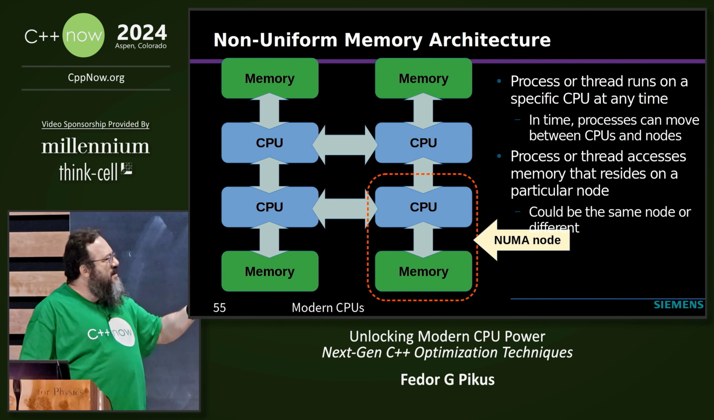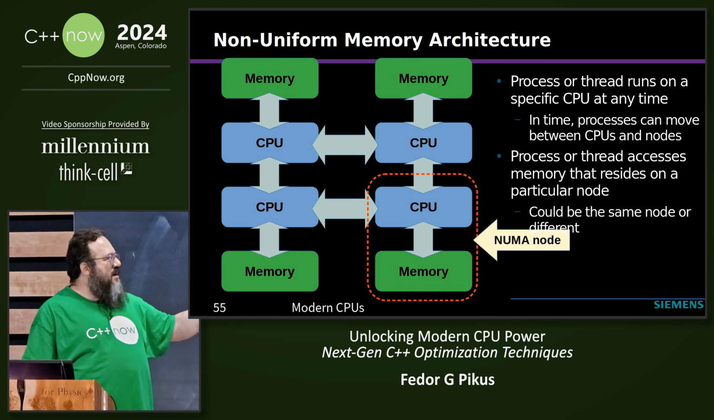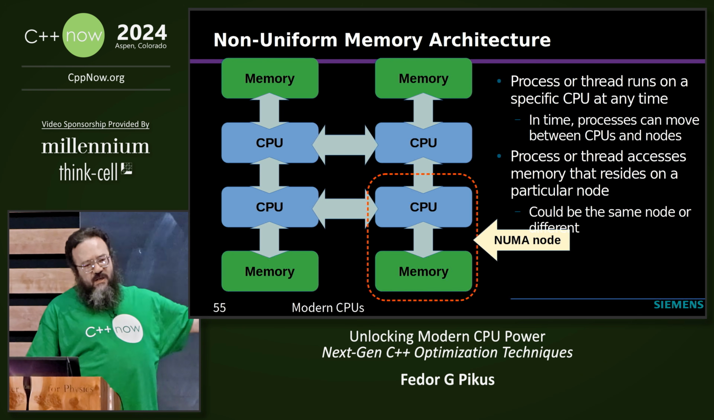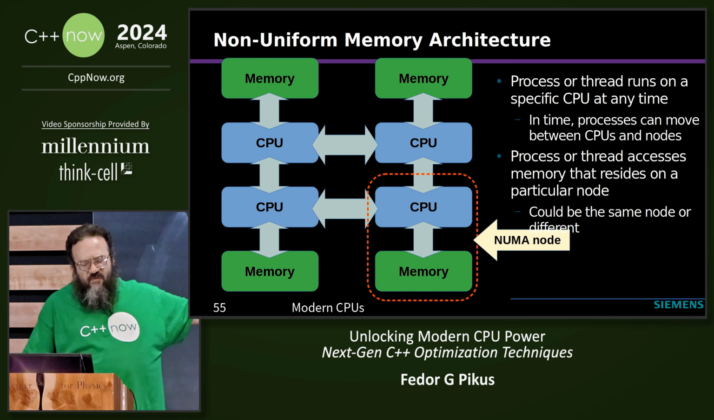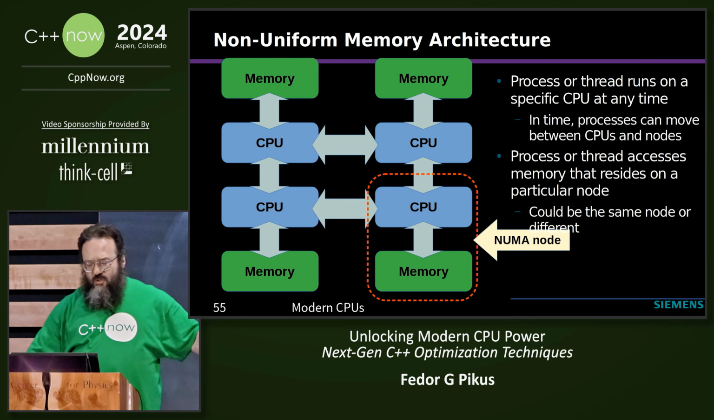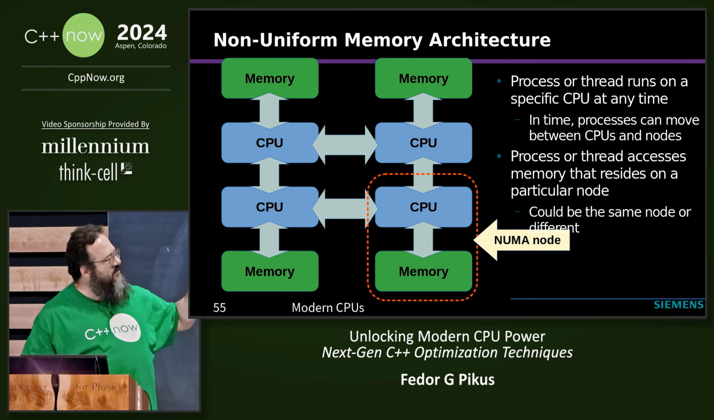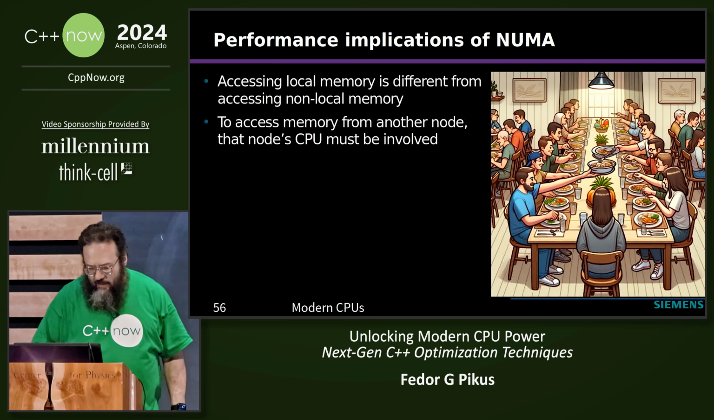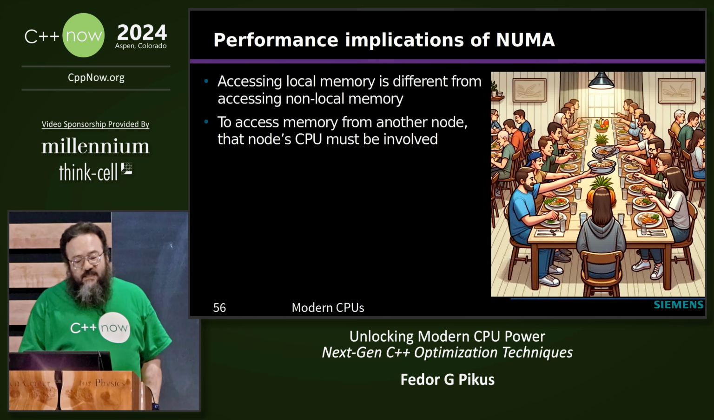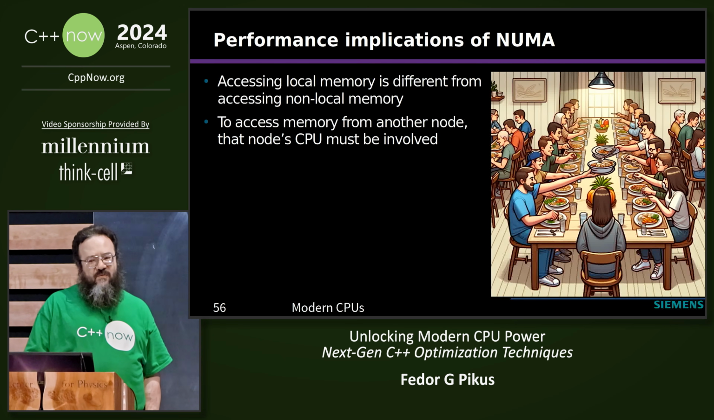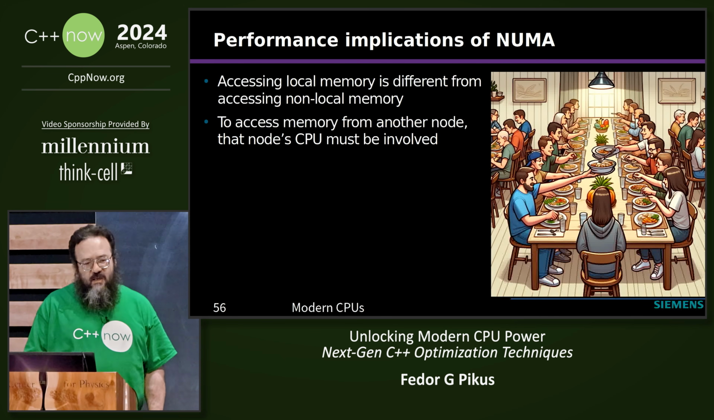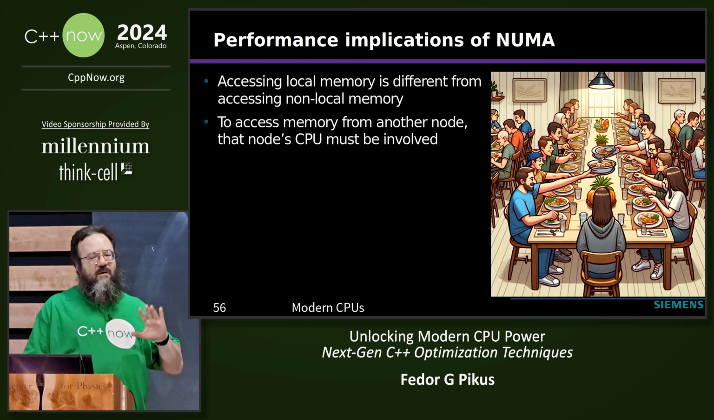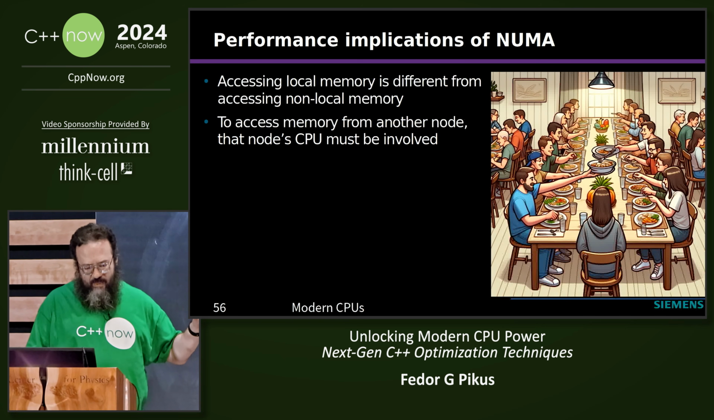There may be not, but even if there is, sometimes you may have to access memory that somebody else allocated, and they may have done it on a different NUMA node. So in general, you have to access memory that is local to you sometimes and remote to you sometimes. Accessing remote memory is different from accessing local memory. Specifically, the CPU that owns that memory that sits on that NUMA node must be somehow involved.